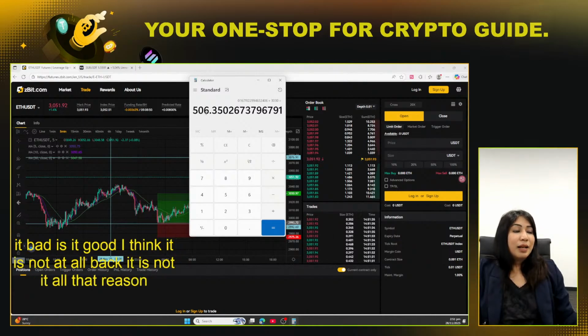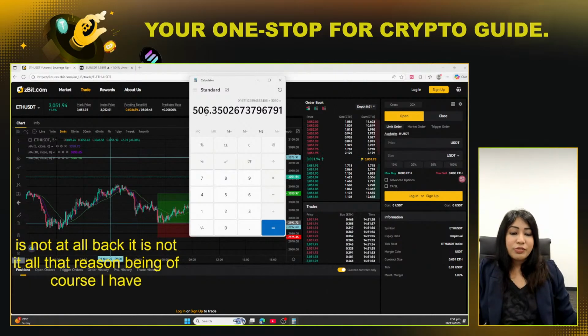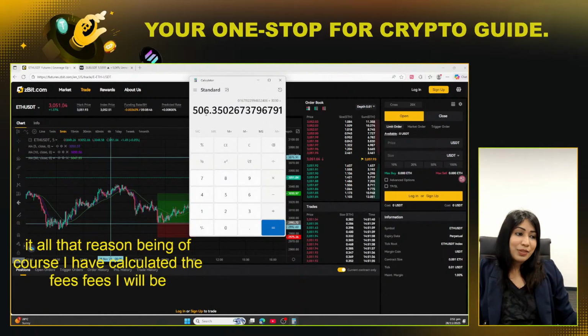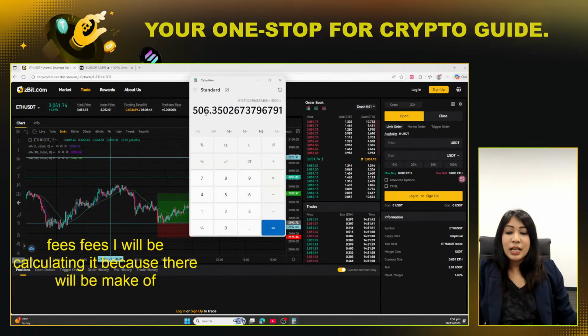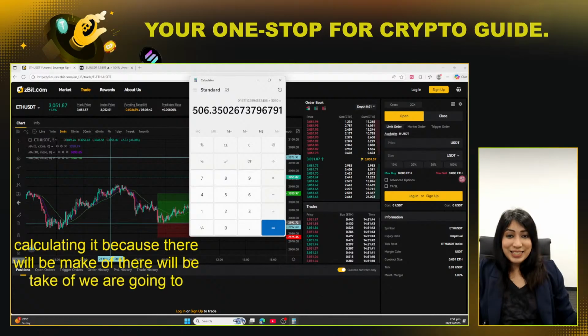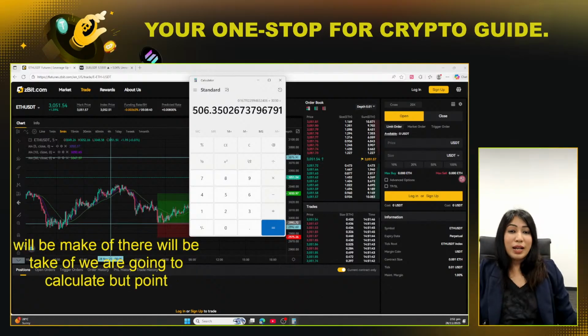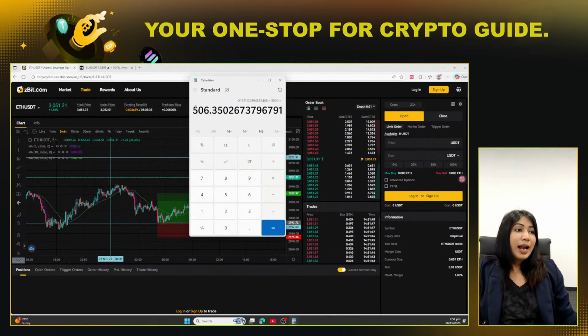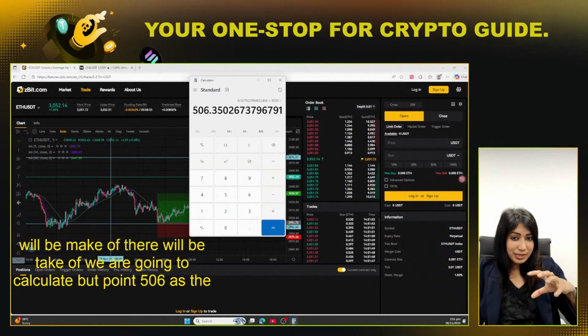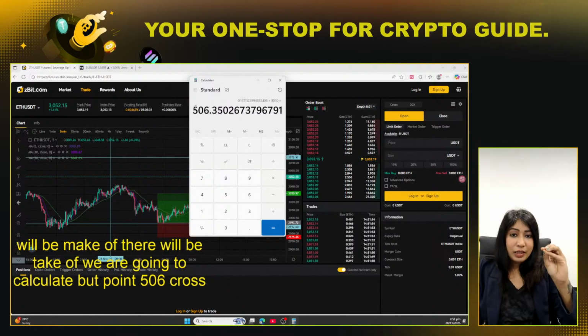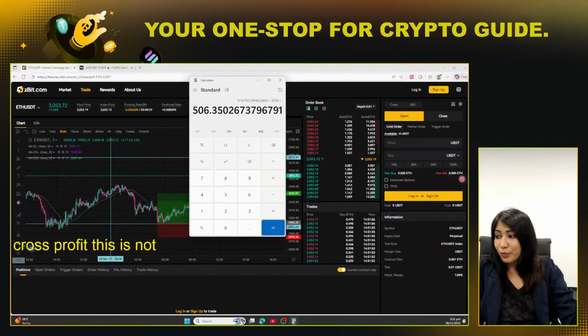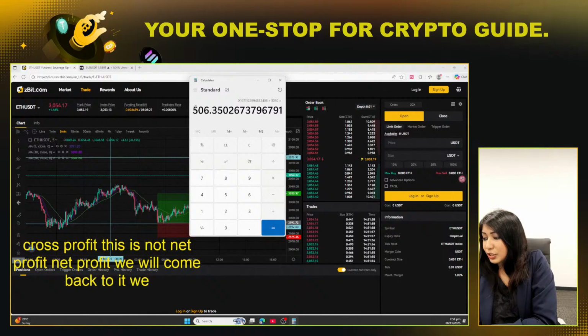The reason being, of course, I haven't calculated the fees. I will be calculating it because there will be maker fees and taker fees. So on the $500 position you took, you were able to get $6 as the gross profit. This is not net profit. Net profit, we will come back to it. We will see how the calculations work.